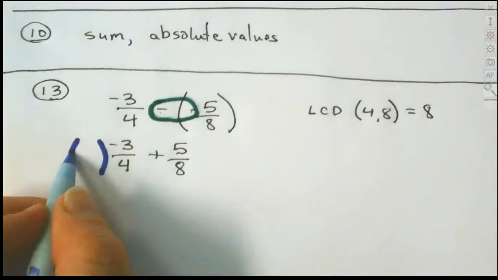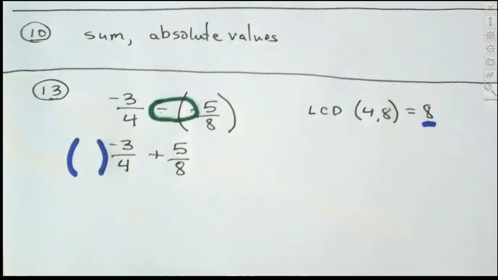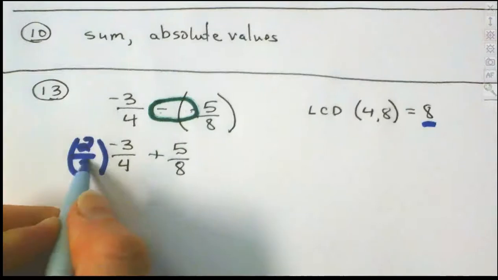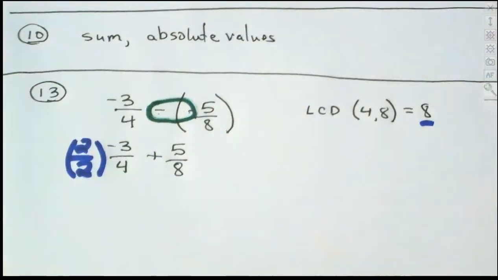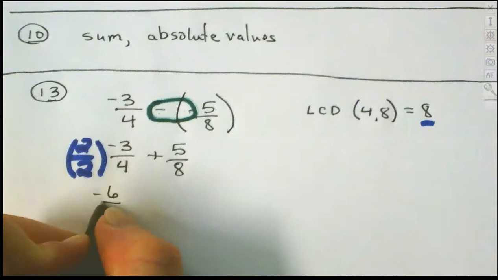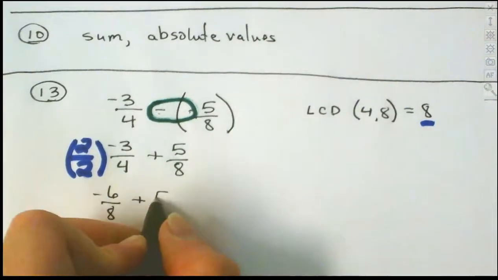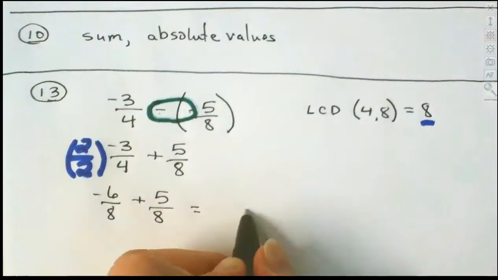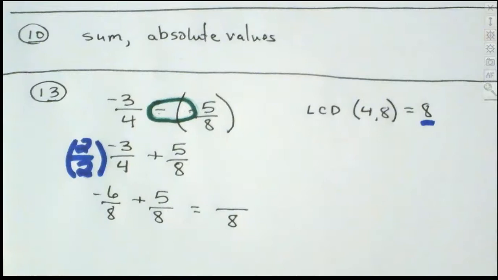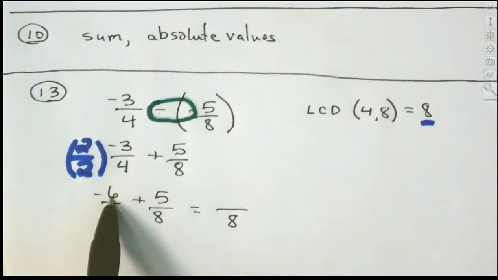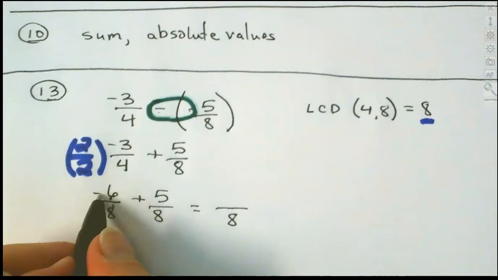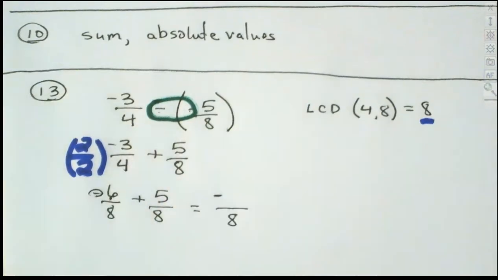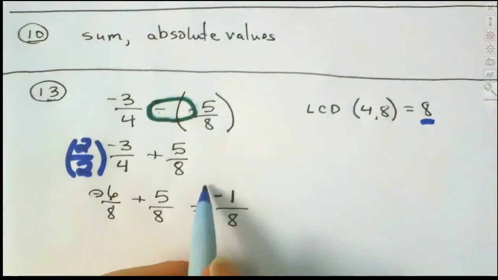So what we're going to do now is, our least common denominator is 8. So we use a 2 over 2 here. And that makes it then a minus 6/8 plus 5/8. Now again, signs are different. Common denominator is an 8. Which one's bigger, 6 or 5? 6 is bigger. What's the sign of the 6? Negative. And 6 minus 5 is a 1. Sign's negative. So my answer there would be a minus 1/8.